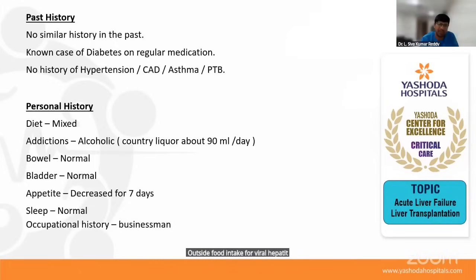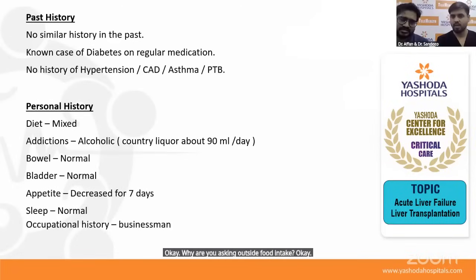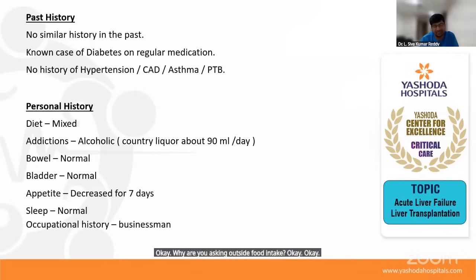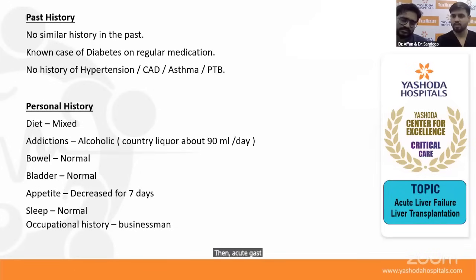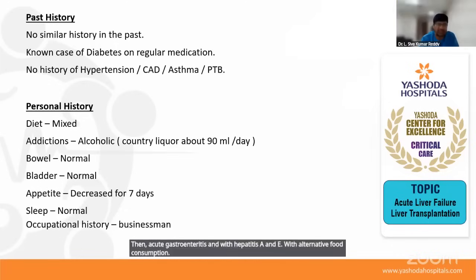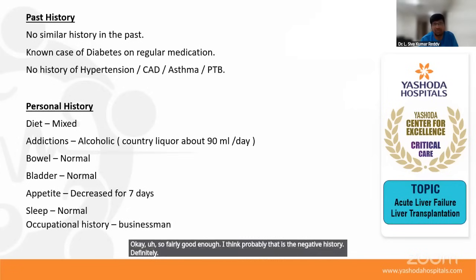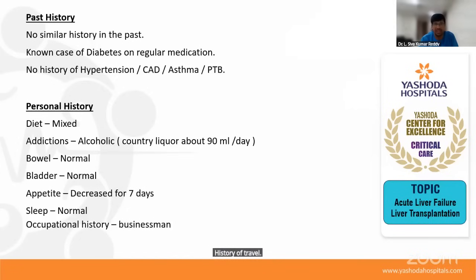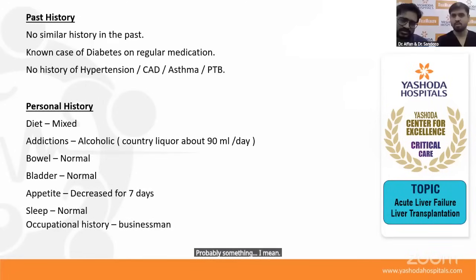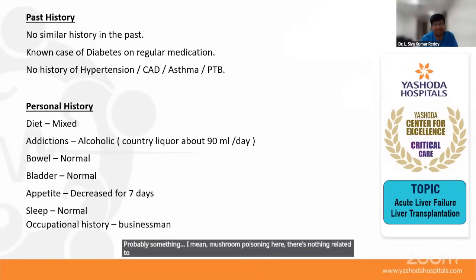Why are you asking outside food intake? Viral hepatitis. Hepatitis A and E. Okay. And acute gastroenteritis, with hepatitis A and E with outside food consumption. Okay, so fairly good enough. I think probably that is the negative history. Definitely, I would want to rule out history of travel, and anything related to the diet. Probably something like mushroom poisoning here. There's nothing related to fever. Usually, it doesn't.